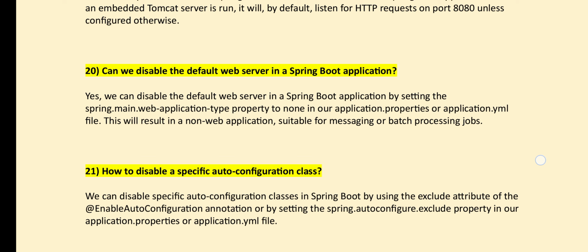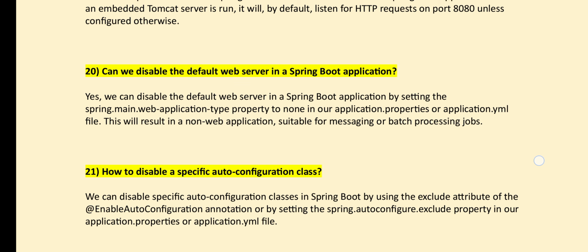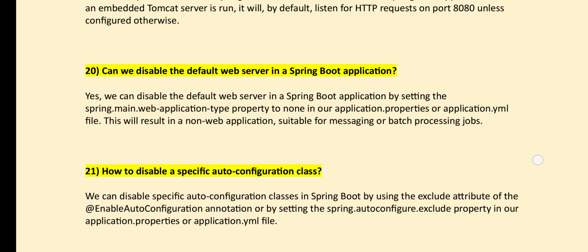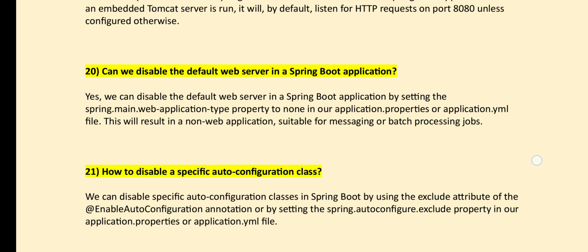How to disable a specific auto configuration class? We can disable a specific auto configuration class in Spring Boot by using the exclude attribute of the @EnableAutoConfiguration annotation or by setting the spring.autoconfigure.exclude property in our application.properties or a YML file.